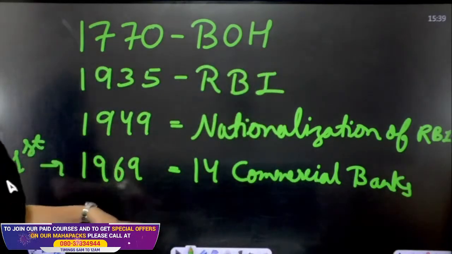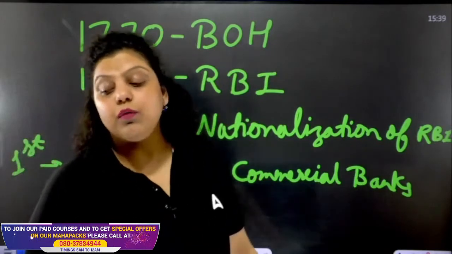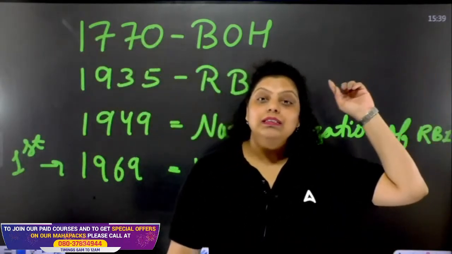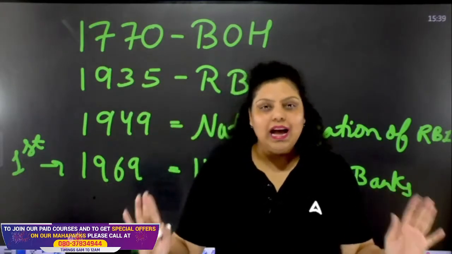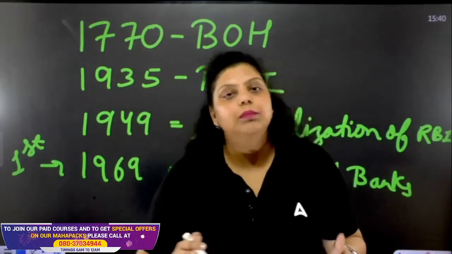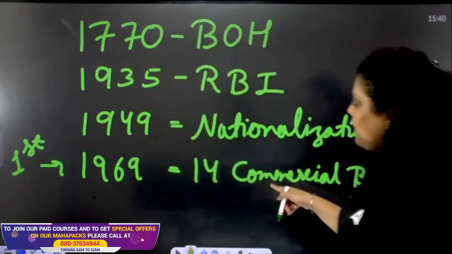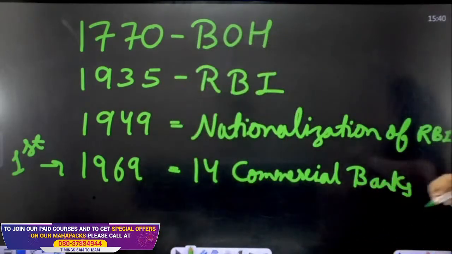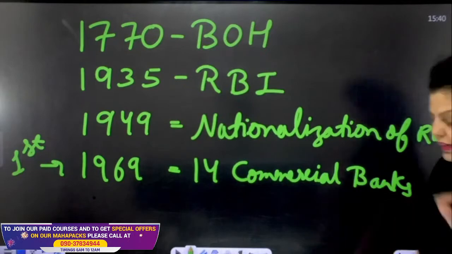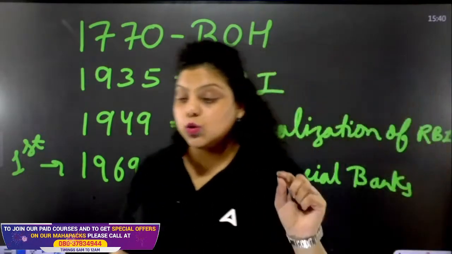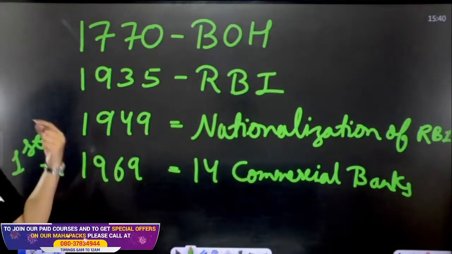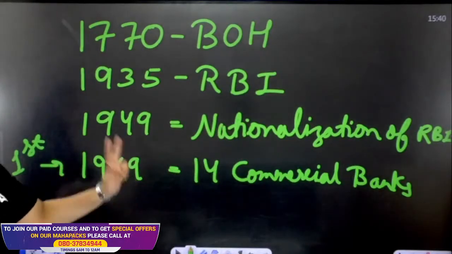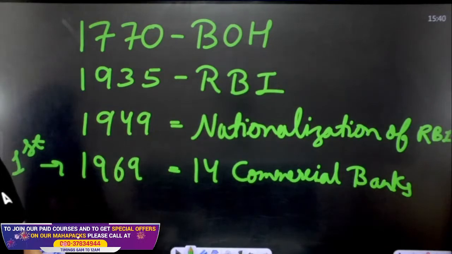Now why only 14? The first bank of India was Bank of Hindustan, which was established in the year 1770. Since then till 1969, did we only have 14 banks? No, we had many banks at that time also. But why only 14 banks? Because the government gave a criterion here. Only those banks will be nationalized which have what? 50 crore public deposit, right? Those who have 50 crore public deposit, those banks will be known as commercial banks.